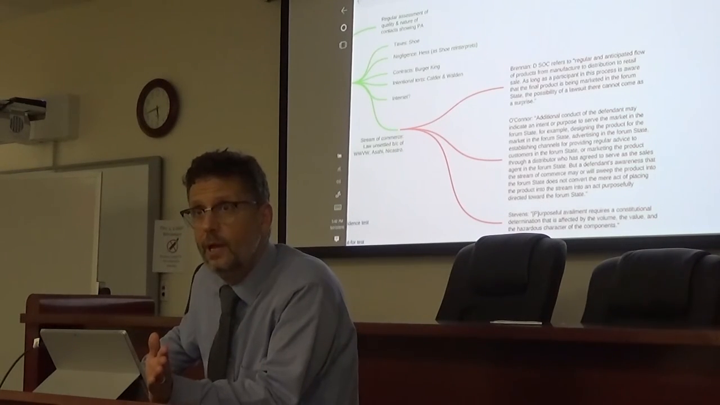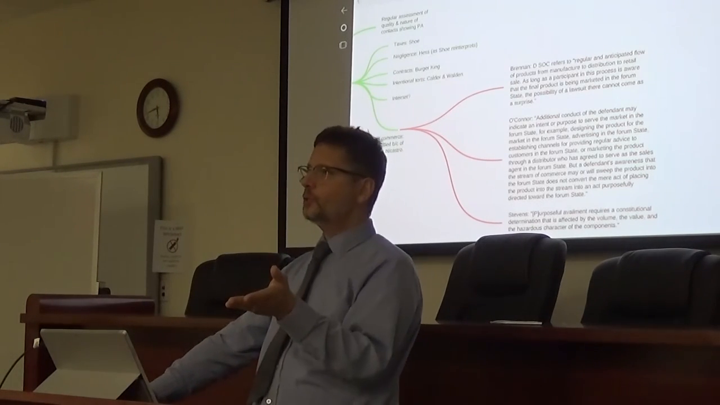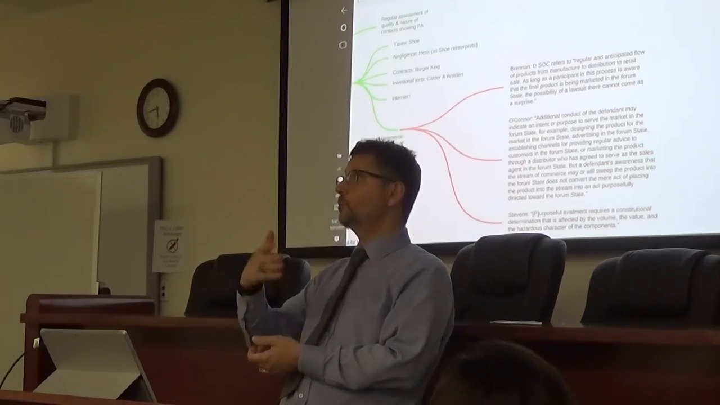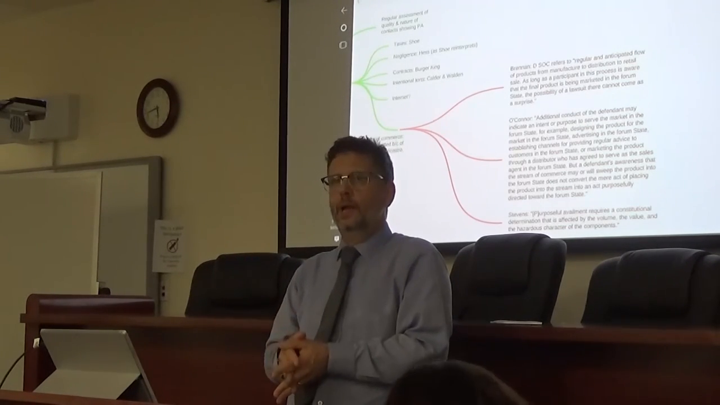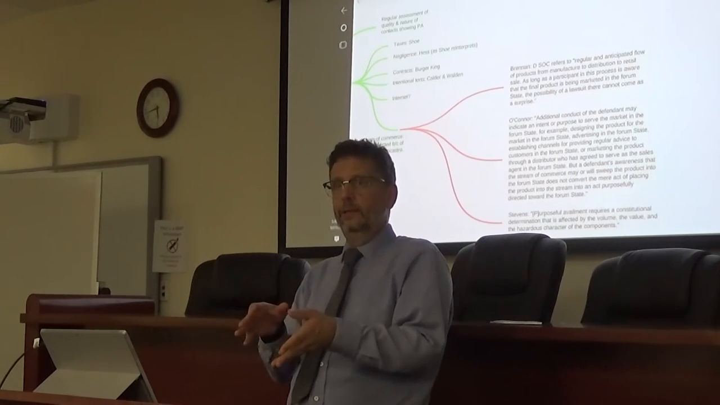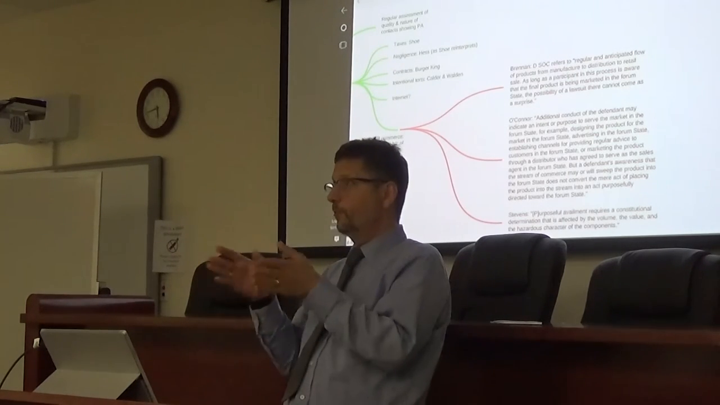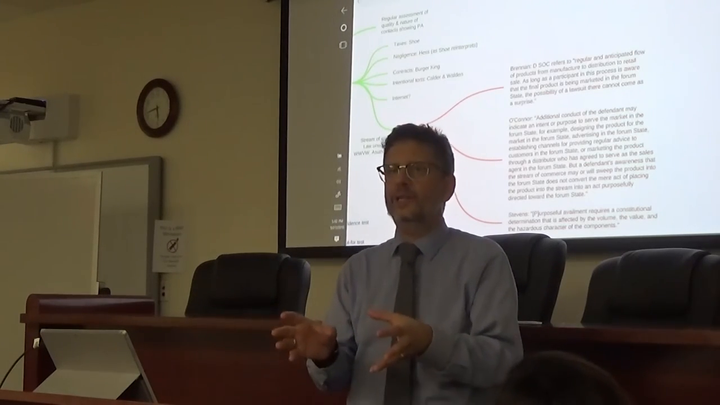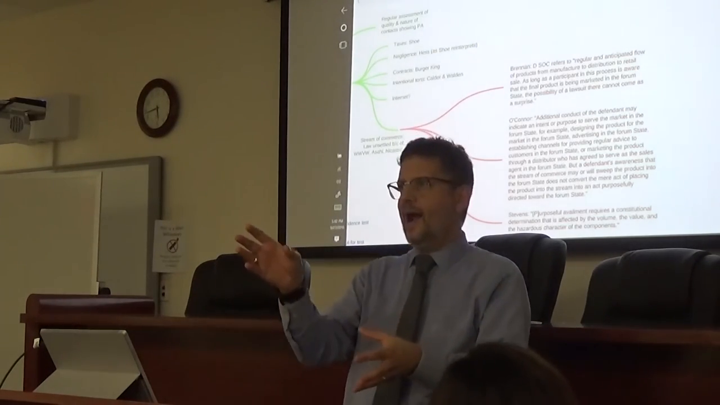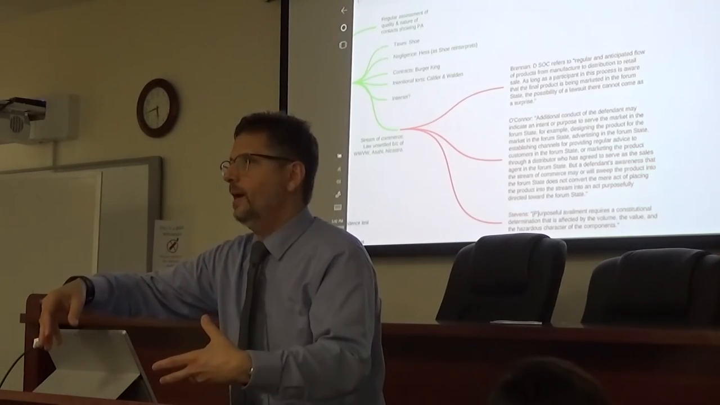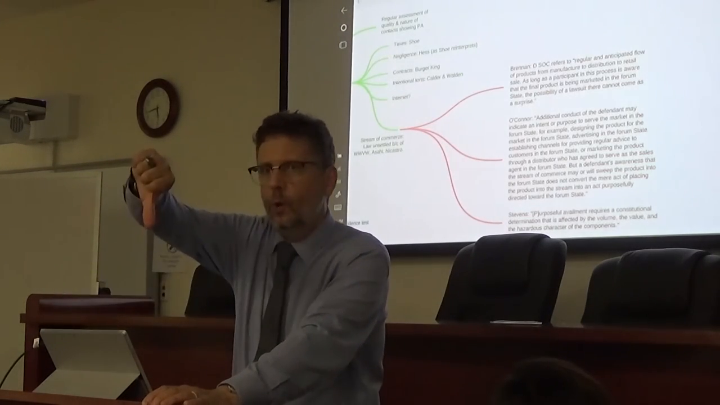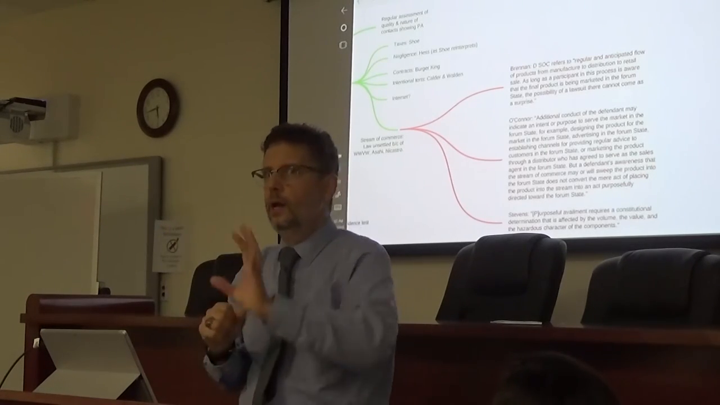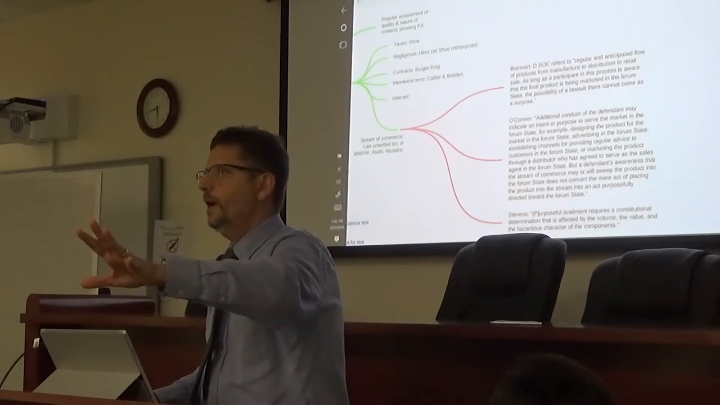That was enough. O'Connor requires more. Thus, her version of purposeful availment is called Stream of Commerce Plus. She wants more than Brennan. This is why you do Brennan before you do O'Connor. O'Connor's analysis requires Brennan's analysis to be satisfied, and then more needs to be satisfied. So if Brennan is a no, then O'Connor is going to be a no too. But if Brennan is a yes, we're not done with O'Connor, okay?